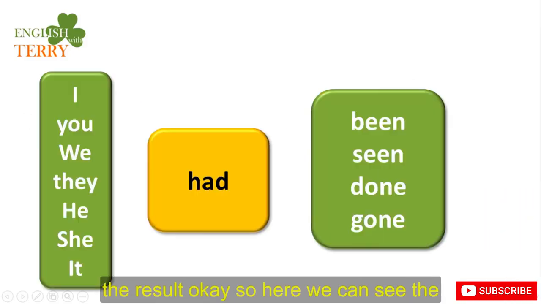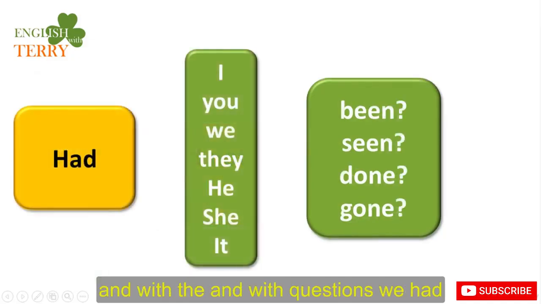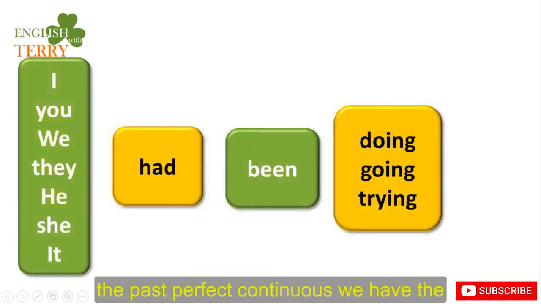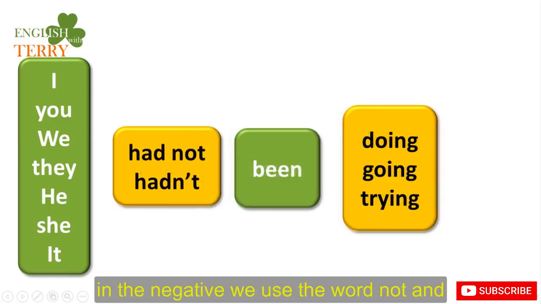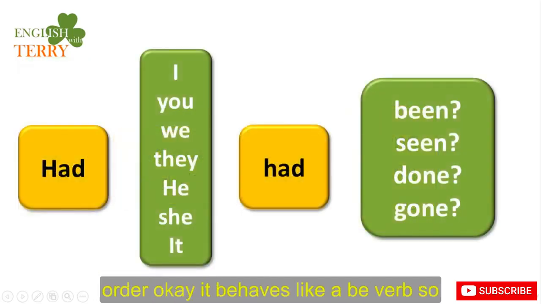So here we can see the form in the past perfect, right? It's I, you, we, they, he, she, had and the past participle. In the negative, we use had not or hadn't. And with questions, we have to change the word order because here it's a modal verb. It's a be verb, okay? The past perfect continuous, we have the ing, right? I, you, we, had, been, and the verb and ing. In the negative, we use the word not. And in the questions, we change the word order, okay? It behaves like a be verb.